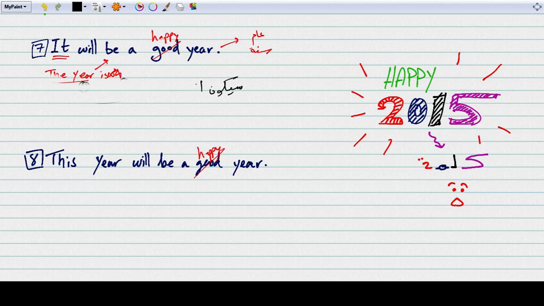سيكون العام عاما سعيدا. سيكون العام عاما سعيدا. Now this means the year will be a happy year. That's not the sentence that we're trying to translate. What we want to say, the sentence that we're trying to construct, is it will be a good year.